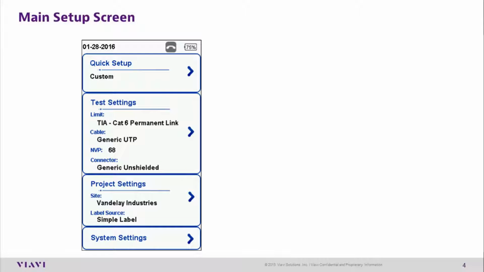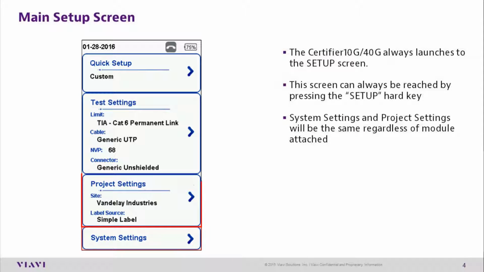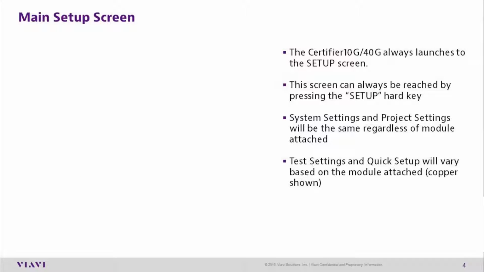Main Setup Screen. The certifier always launches to the Setup screen. However, this screen can always be reached by pressing the Setup hard key. System settings and project settings will always be the same, regardless of the modules attached. However, test settings and quick setup will vary based on the module attached. Copper is currently being shown.